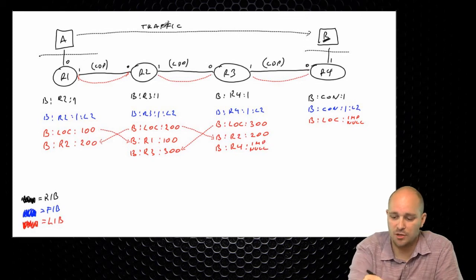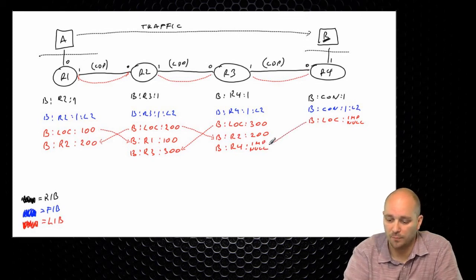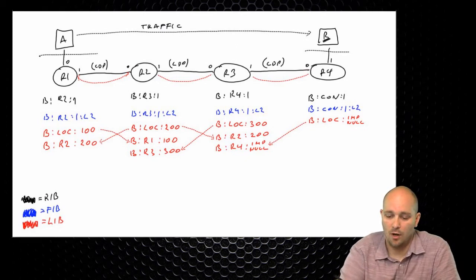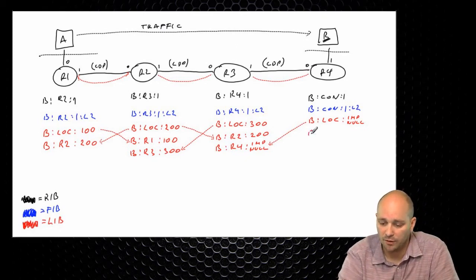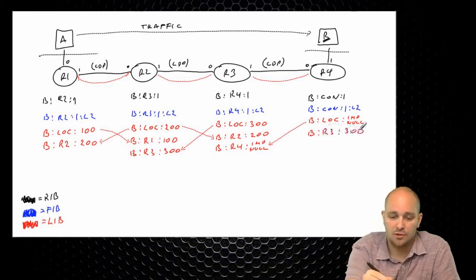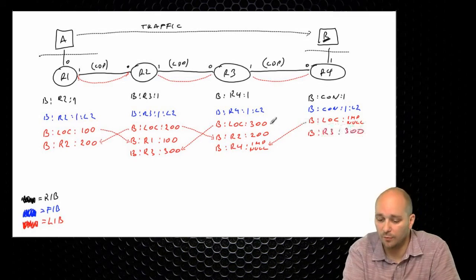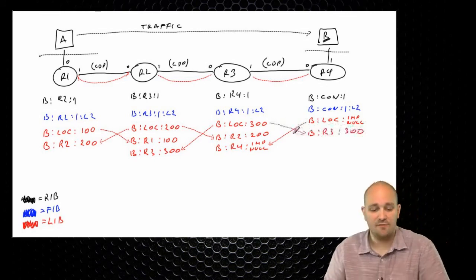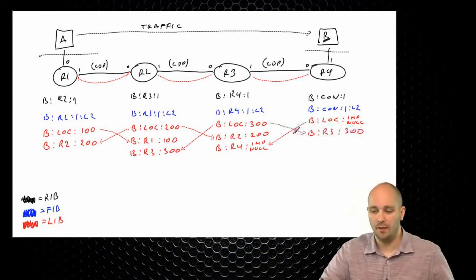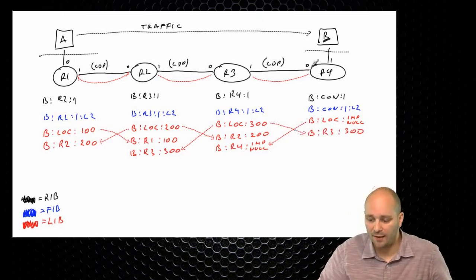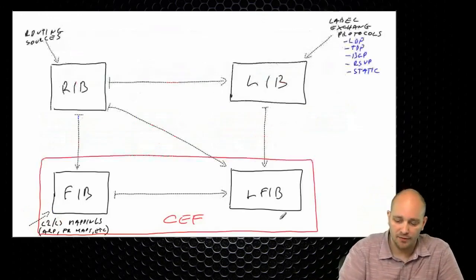So this is the information we actually learned from here. Now R3 tells R4 that B is reachable through R3 using the label 300. So this is the information that came from here, and this is the information that we have in the LIB. Now if we go back a couple of pages in our whiteboard, we have to build the LFIB.